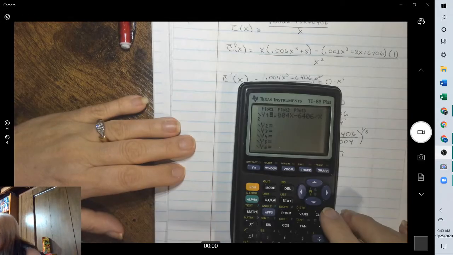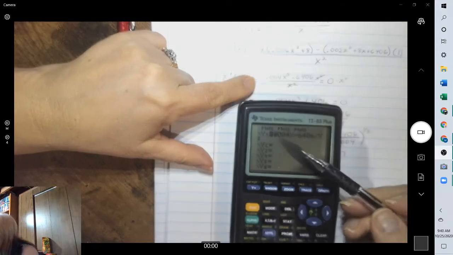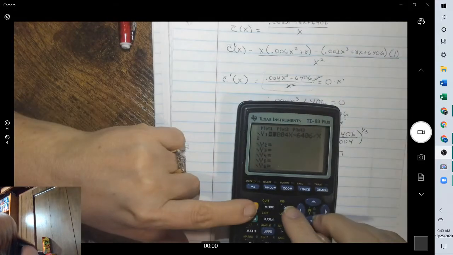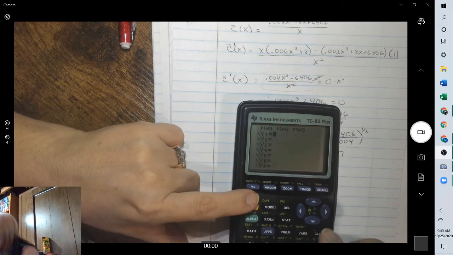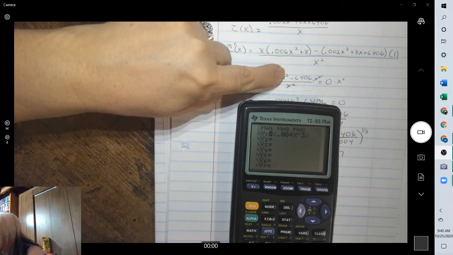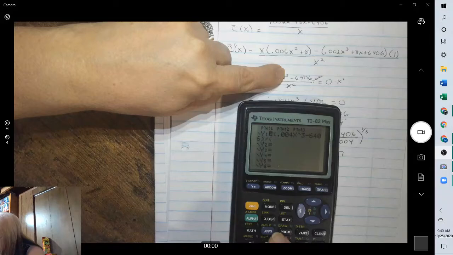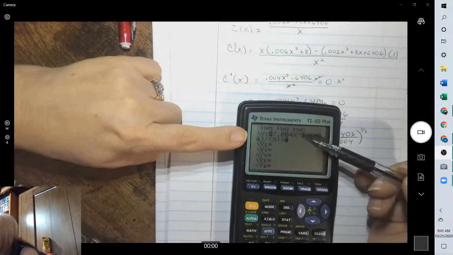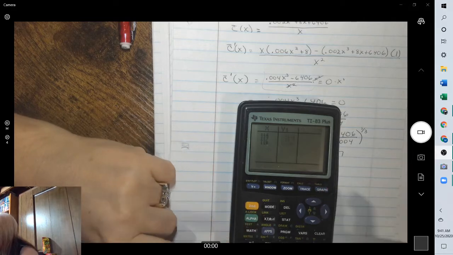So under y equals, I have, I need a parenthesis here. Let's clear it. 0.004 x to the 3rd minus 6406 divided by x squared. And we can go to our table.